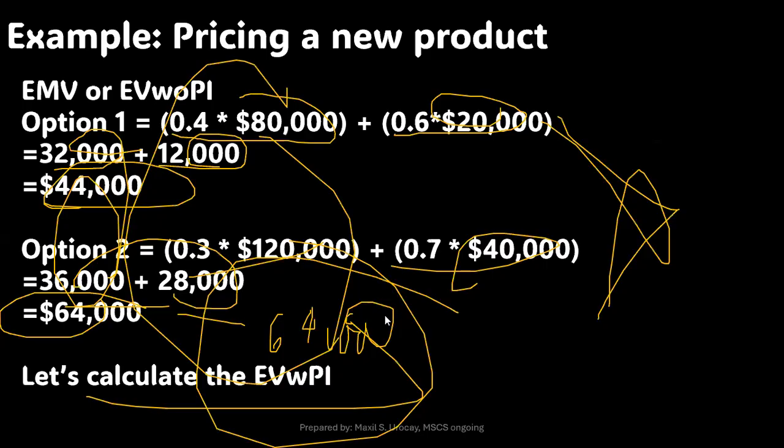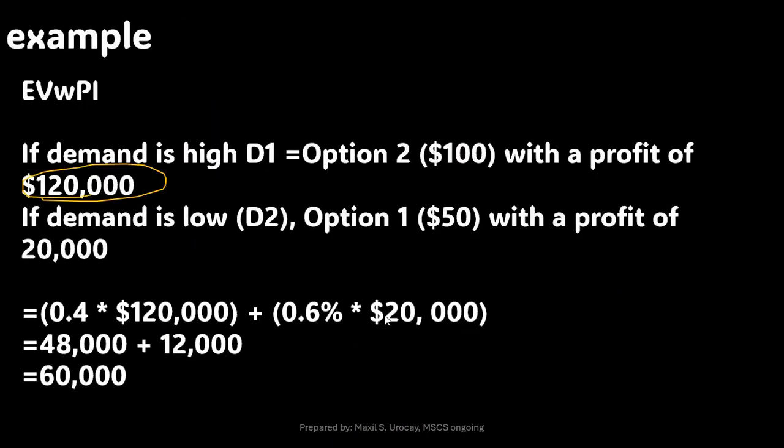So let's actually calculate that. It will be something like this. So it equates to 48,000 plus 12,000, and that equates to 60,000. So that's how you will deal with the expected value with perfect information.